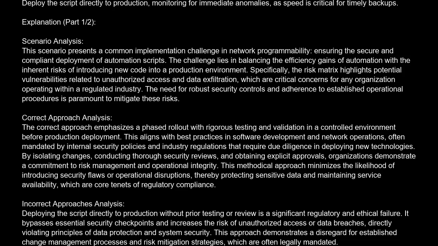The correct answer is C. Deploy the script directly to production, monitoring for immediate anomalies, as speed is critical for timely backups.